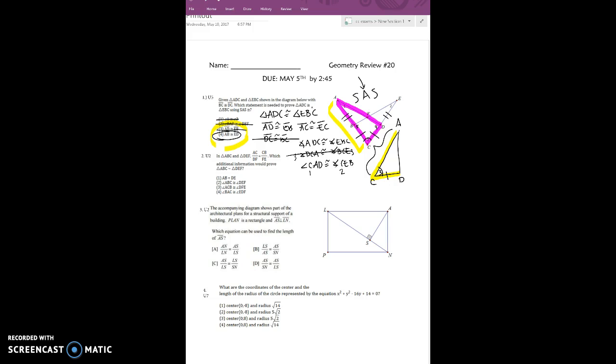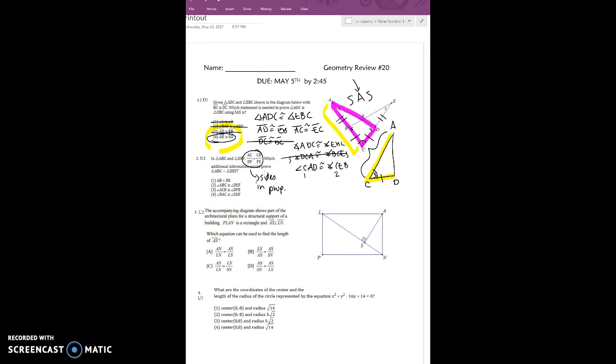Alright? Now this next one, in triangle ABC and triangle DEF, these segments, these are sides in proportion. That's what that is. When a fraction equals a fraction, those are sides. They're corresponding sides that are in proportion. It says what additional information would prove the two triangles similar. Now, there's angle-angle similarity, there's side-side-side similarity, and there's side-angle-side similarity. They've given me two sides. There's no way I'm going for angles. I'm not going for an angle here.